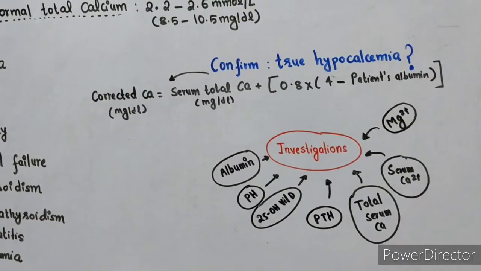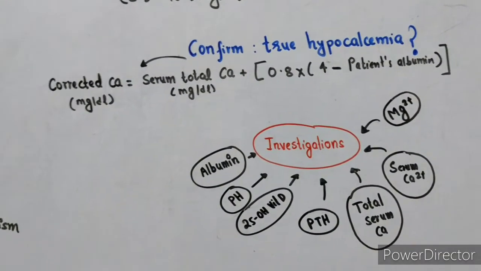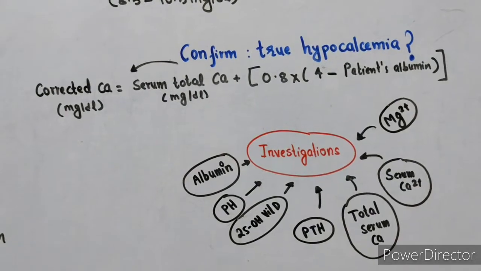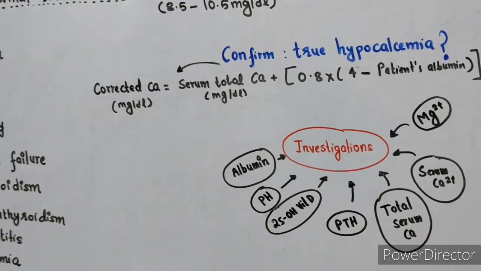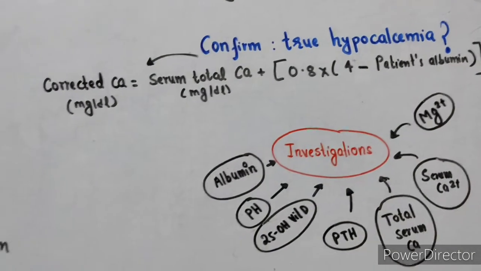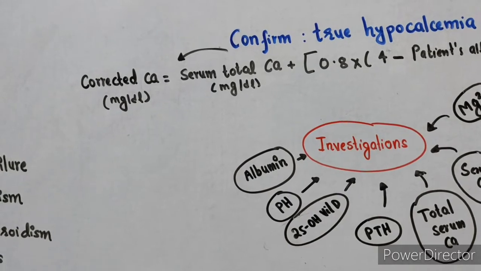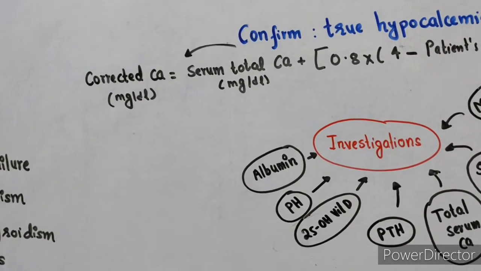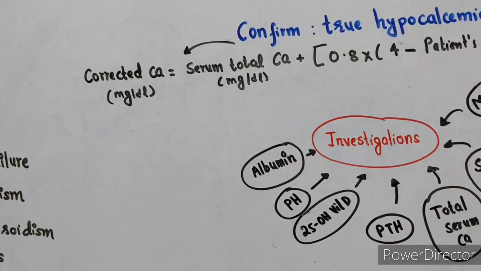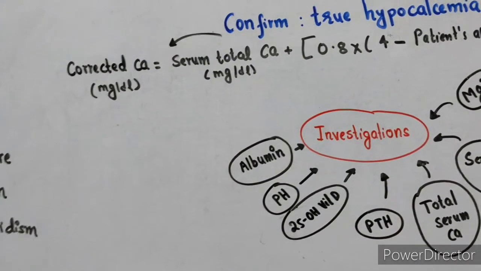Before investigating to find out the cause of hypocalcemia, it is necessary to confirm whether there is true hypocalcemia or not. Why is there importance of confirming whether there is true hypocalcemia or not? It is not the total calcium that is needed for the functions of calcium like blood coagulation, muscle contraction or nerve conduction. It is the ionized calcium.